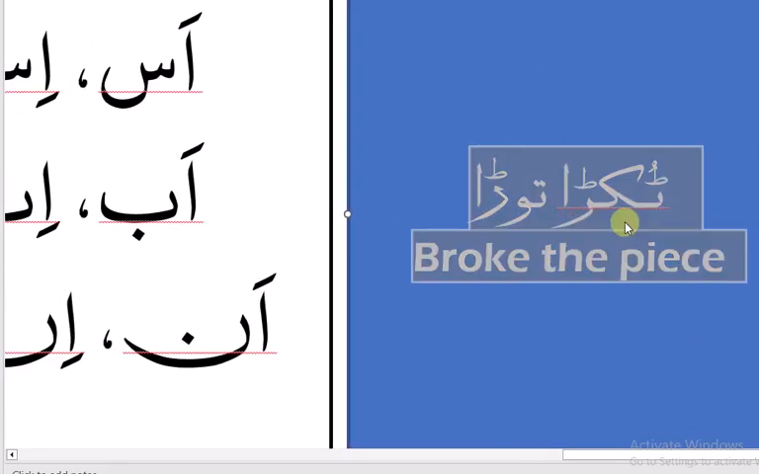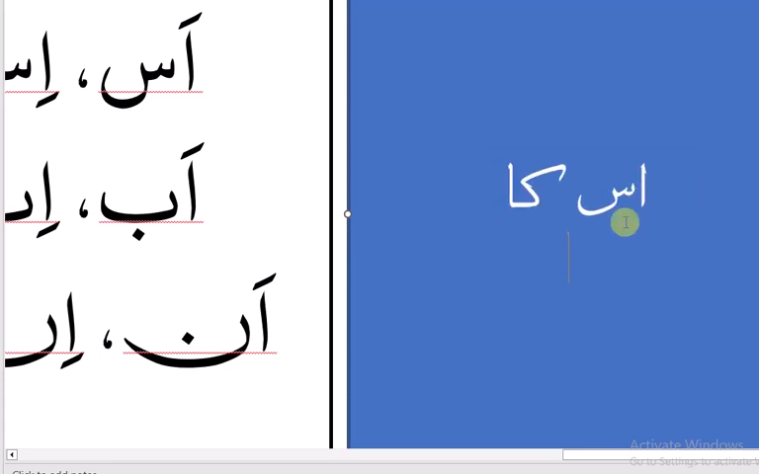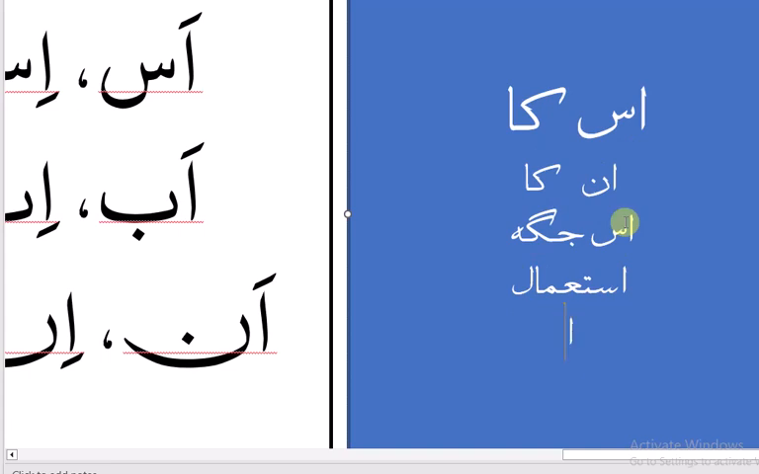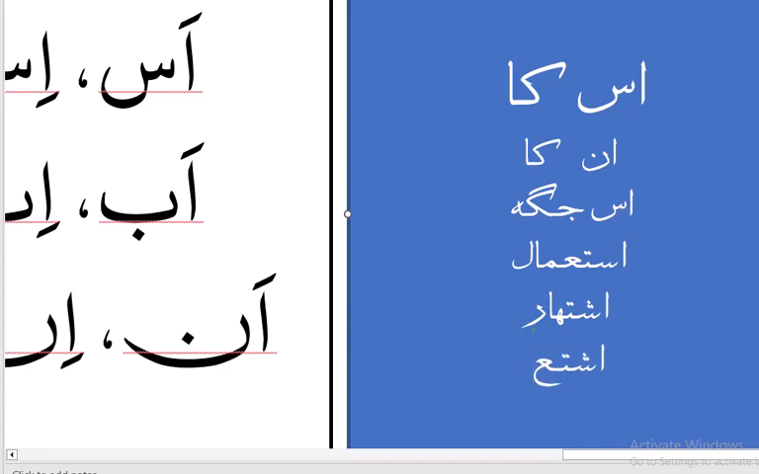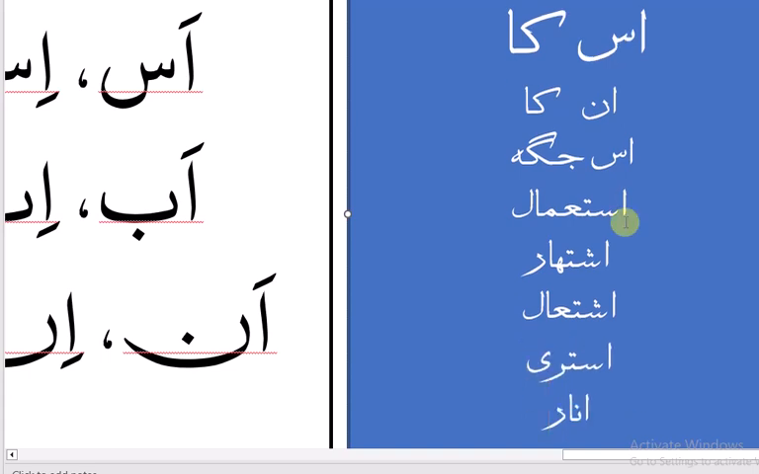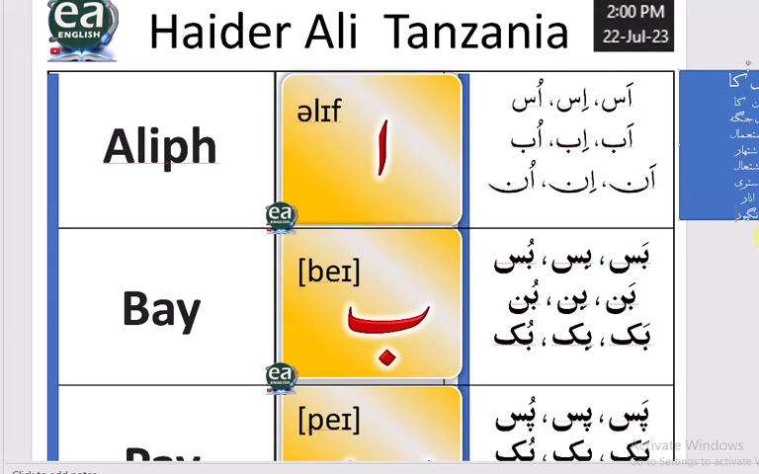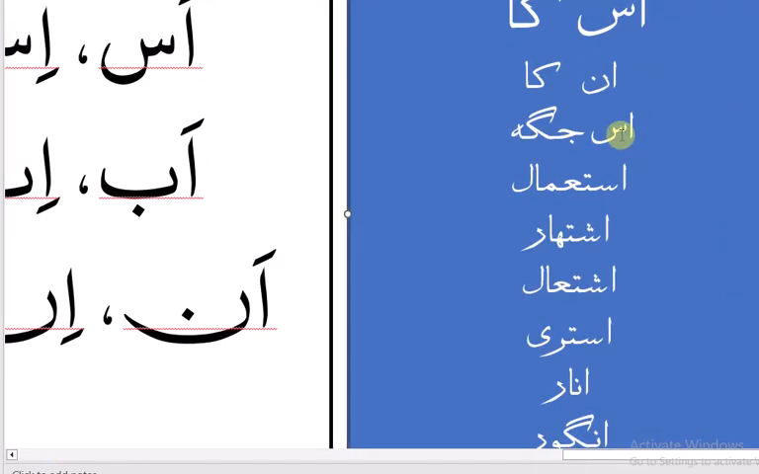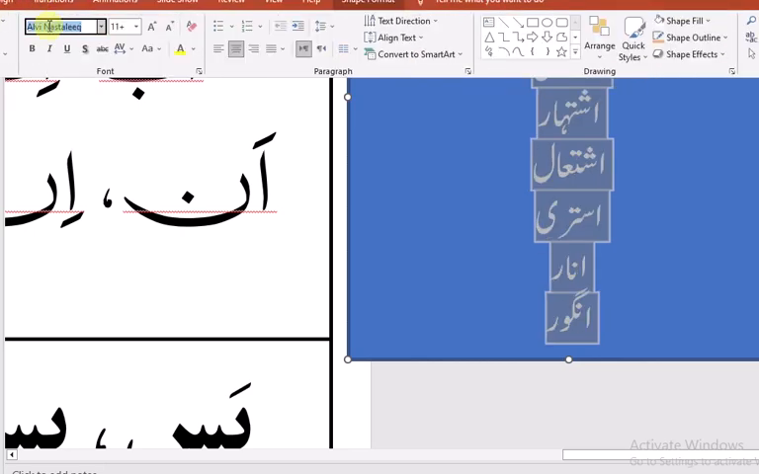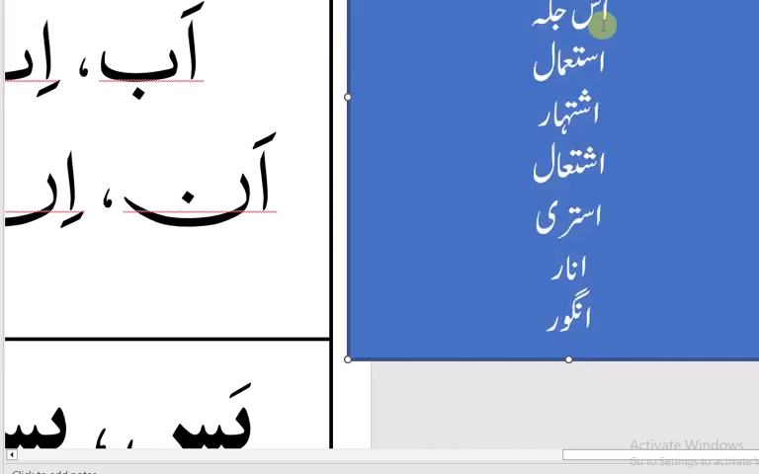Let's use more and more words with alif. Iska, inka, is jaga, istamal, ishtiyar, istri, anar, angur. Okay. Now read that, please. Just a minute. Let me make it more suitable for you.